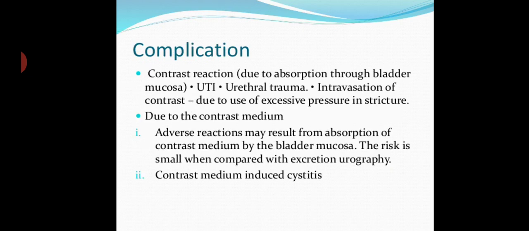There are some complications related to MCU and RGU, which are contrast reactions due to the absorption through bladder mucosa, then UTI, urethral trauma, intravasation of contrast due to the use of excessive pressure in stricture. And the complications due to contrast media are adverse reactions that may result from absorption of contrast medium by the bladder mucosa. The risk is small when compared with excretion urography. Then contrast medium induced cystitis.